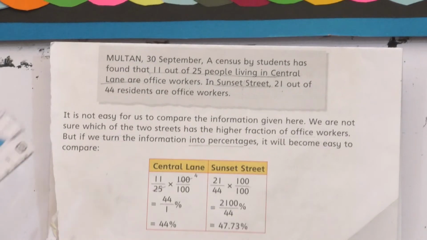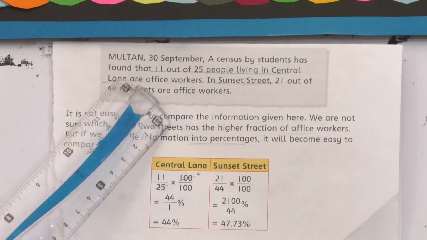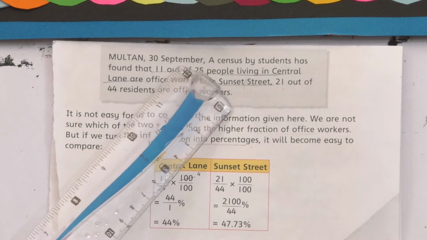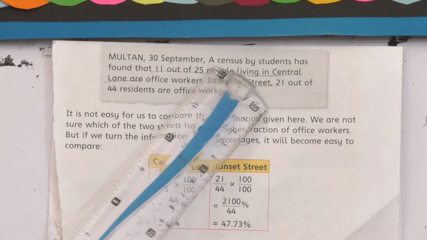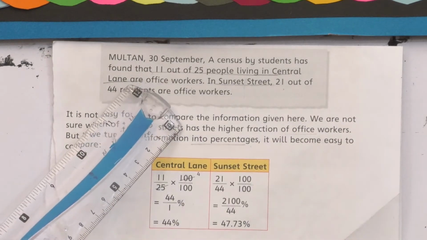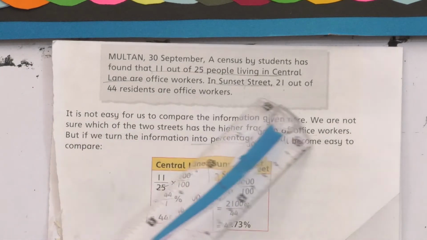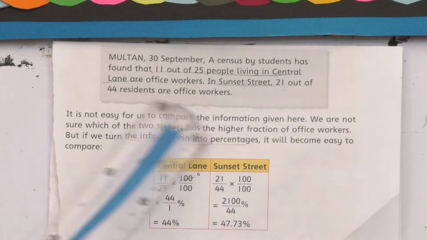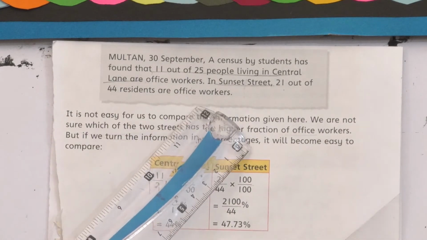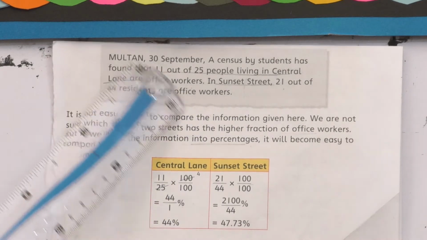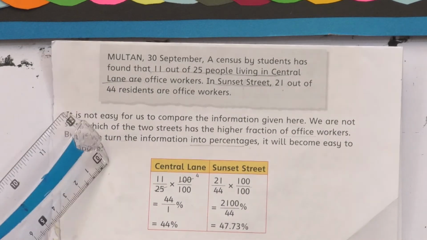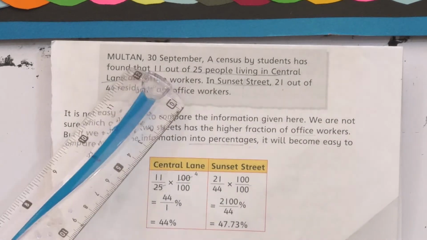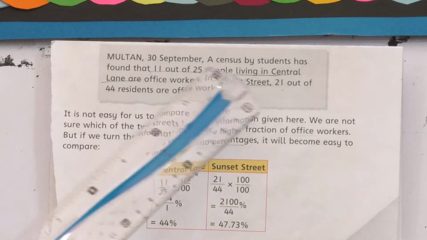So we can use the percentage to compare two things. For example, here we have information: a census by a student has found out that 11 out of 25 people living in Central Lane are office workers. In Sunset Stream, 21 out of 44 residents are office workers. Here we cannot easily compare these two pieces of information without finding the percentage. So first of all, we will find the percentage of both.